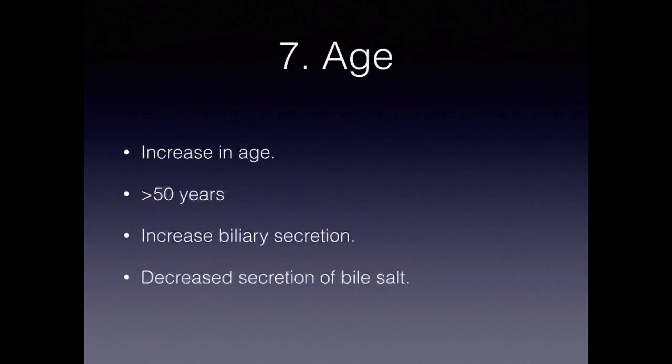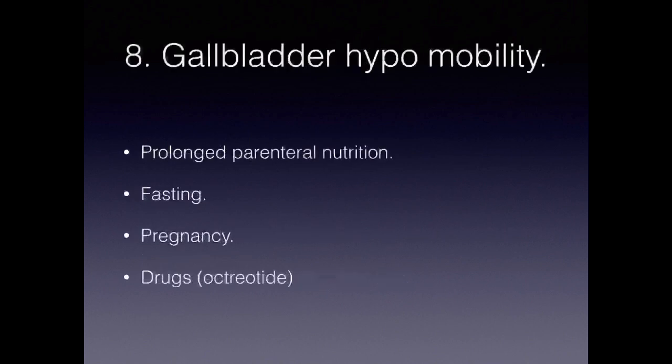According to research, greater than 50 years of age is considered higher risk. Now we will ask why. As the age increases, there will be an increase in biliary secretion of cholesterol, a decrease in the size of the bile acid pool, and a decrease in secretion of bile salt, which makes us prone to stones. Gallbladder hypomotility will also lead to the formation of sludge.